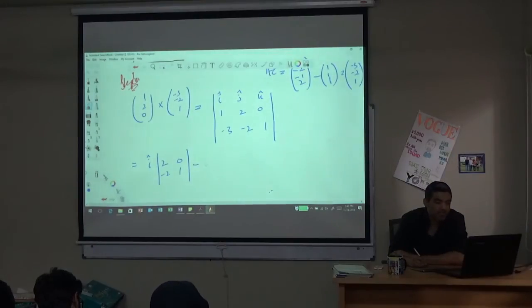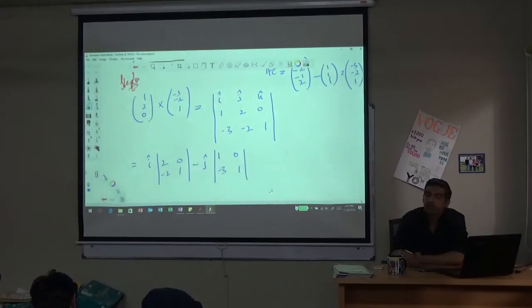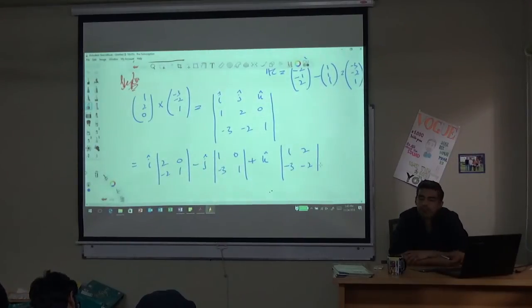Then minus j, the second element; minus is part of the formula. Disregard that row and that column and take the leftover elements, which are 1, 0, -3, 1, and form a submatrix. Plus the third element k and the leftover 1, 2, -3, -2. No one should be getting this.